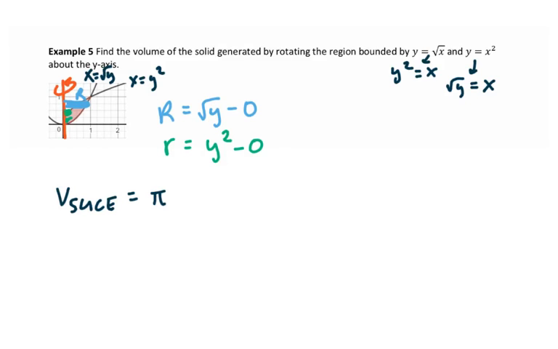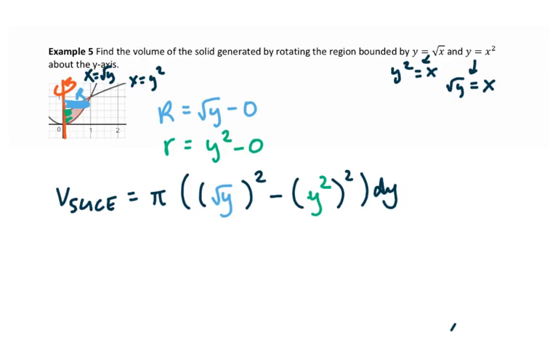So we're going to have pi, one radius minus the other one squared. And this time our little height of our discs is going to be dy. So that outer radius is simply square root y, no need to keep the minus 0, and this one is y squared.